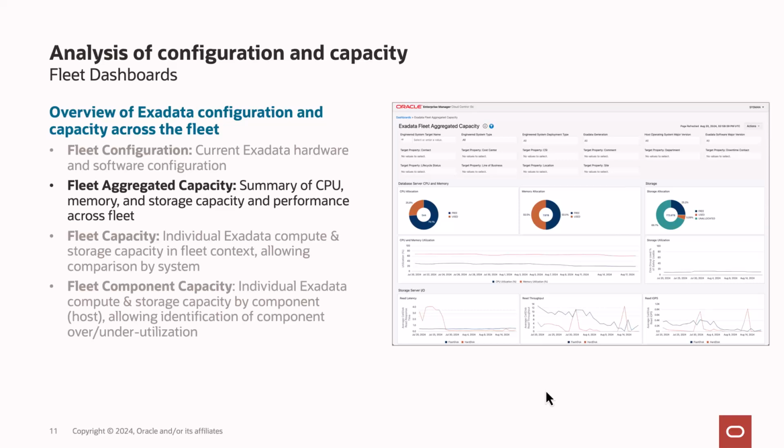Next dashboard is our fleet aggregated capacity. Here we can see details on how much CPU, memory, storage, IOPS and throughput is available and how much is used. In the example we can see that CPU utilization is around 30%. We know that there are Exadatas and applications with CPU bottlenecks. So the aggregated capacity can help us with capacity planning and if more capacity is needed or if we can reorganize databases for better utilization.